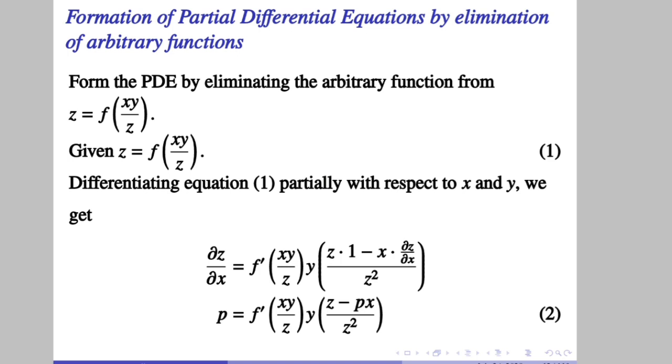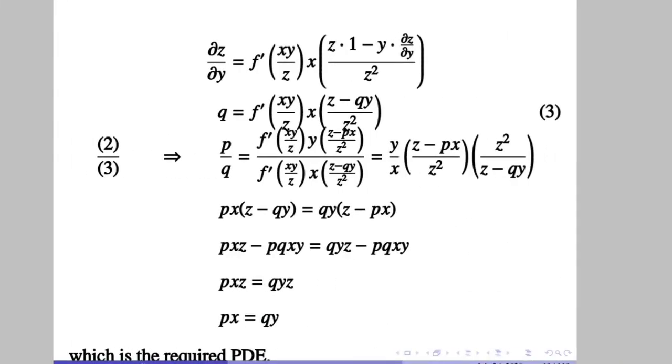Here, in arbitrary functions, we have either one arbitrary function or two arbitrary functions. Given z is equal to f of xy by z, differentiating equation 1 partially with respect to x and y, we are getting dou z by dou x equal to this value, so that we can write it as p is equal to f dash of xy into y into z minus px divided by z square. Similarly, differentiating with respect to y, we are getting equation number 3.